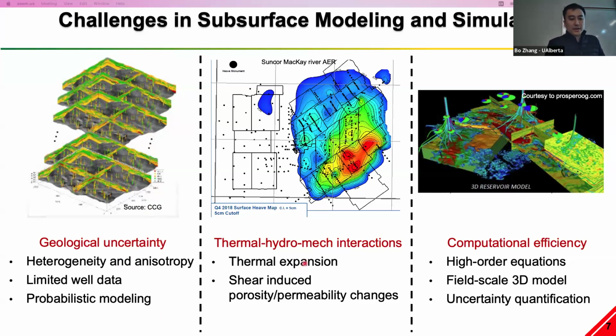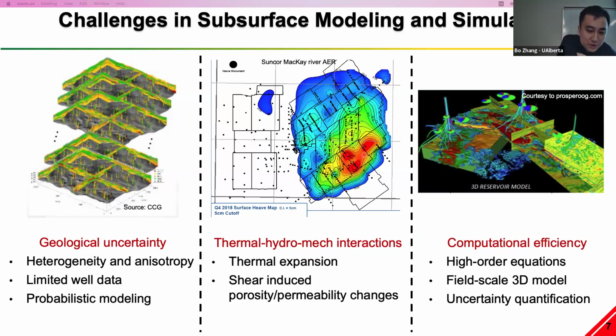And second, in most cases, like in SAGD and geological CO2 storage, there are going to be a lot of thermal hydromechanical interactions involved, and maybe geochemical interactions, which have also started to attract a lot of attention right now. Let's still use SAGD as an example. This is actually the Sanko-Mackay River I took from the AER report back in 2017.